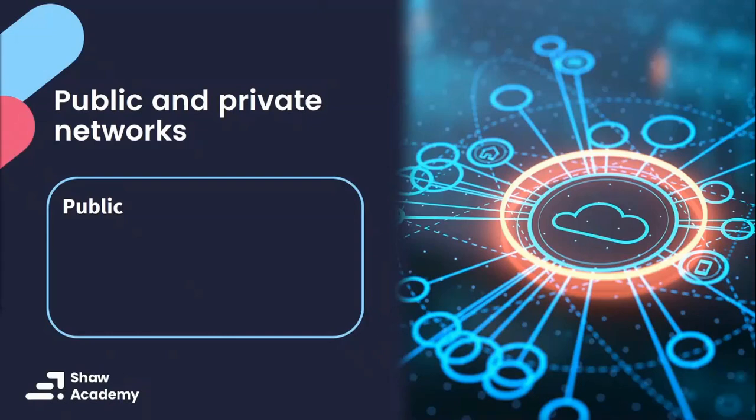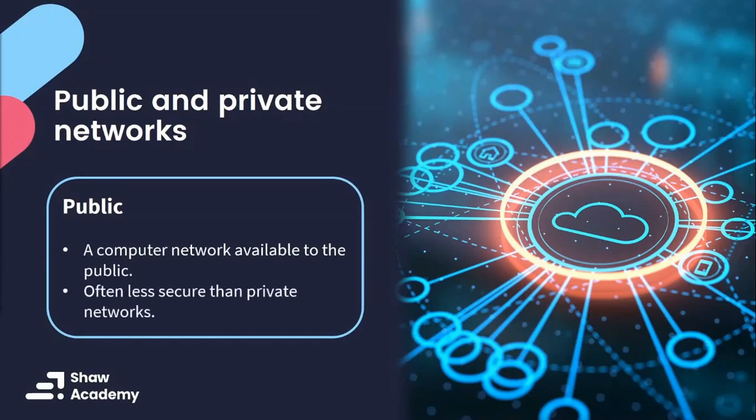Now, apart from LANs and WANs, a network can also be public or private. In a public network, a computer or device is available to the public over a network. And again, a typical example here could be something like the internet. Now, the issue with a public network is that it is often much less secure than a private network, but also cheaper to implement. If you think about it, no one really owns the internet, so you don't necessarily pay much to use the internet other than your data costs, right?